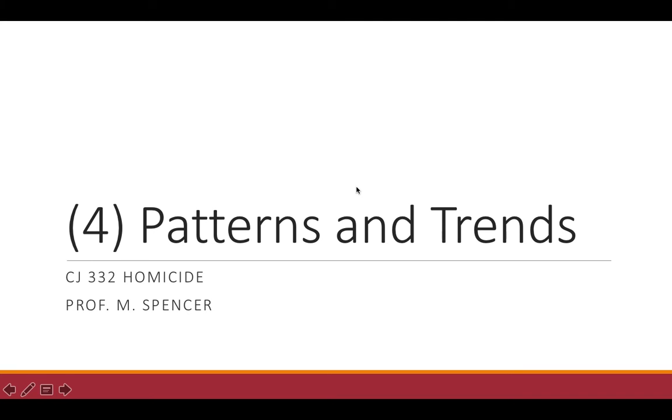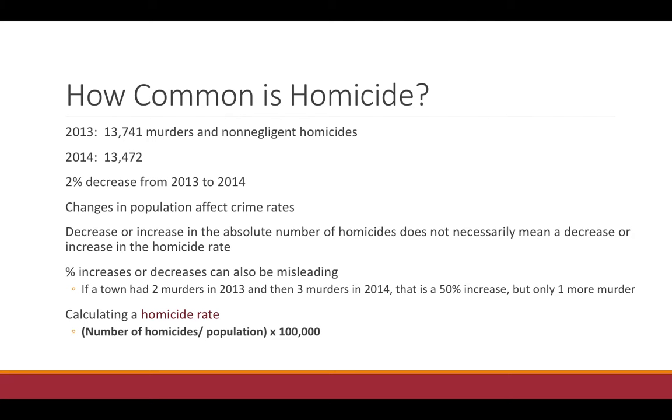Chapter 4 examines patterns and trends in homicide. So to start with, how common is homicide? In 2013, there were 13,741 murders and non-negligent homicides, and in 2014, there were 13,472. So this shows us there's been a 2% decrease in that 1 year period.